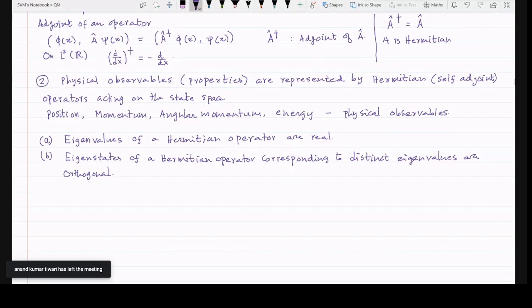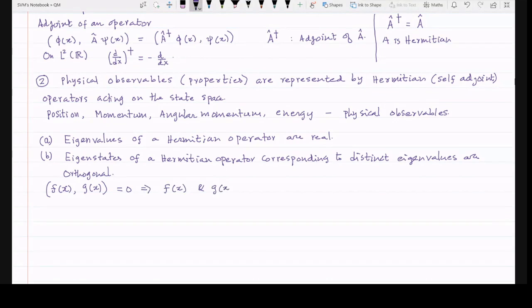Now, suppose you have a function f of x and another function g of x, and if their inner product is 0, it implies f of x and g of x are orthogonal. This is the definition of orthogonality.